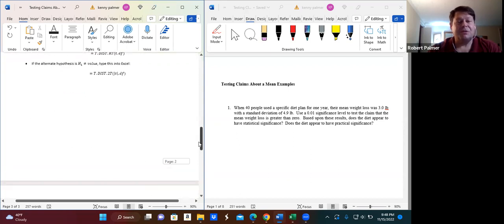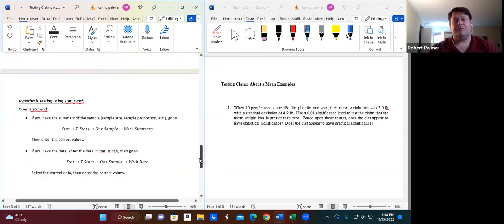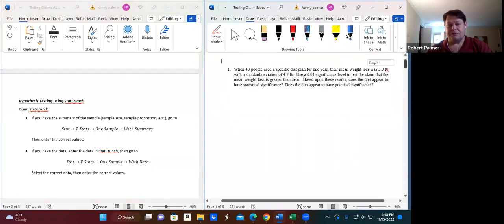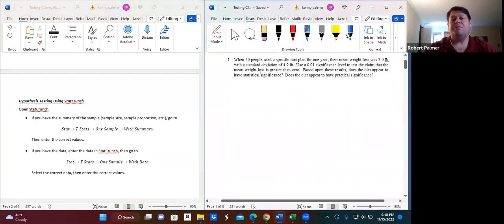So let's take a look at our first example. Over here on the right, let's read this. It says, when 40 people use a specific diet plan for 1 year, their mean weight loss is 3 pounds, with a standard deviation of 4.9 pounds. Use a 0.01 significance level to test the claim that the mean weight loss is greater than 0. Then, based on these results, does the diet appear to have statistical significance? Does the diet appear to have practical significance? Those are thought questions.